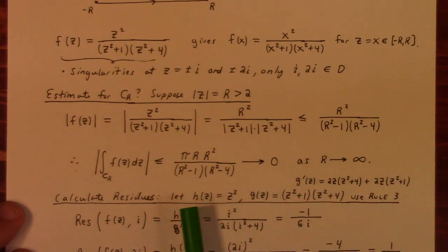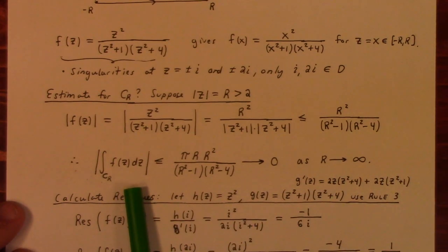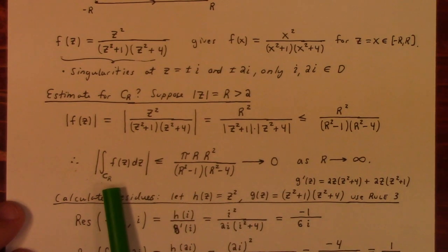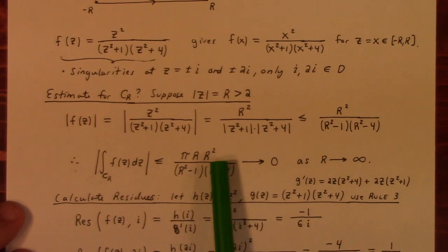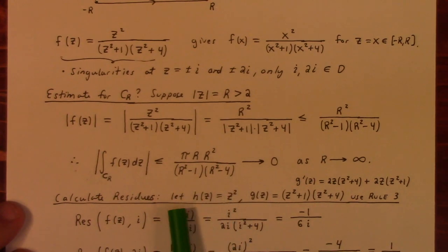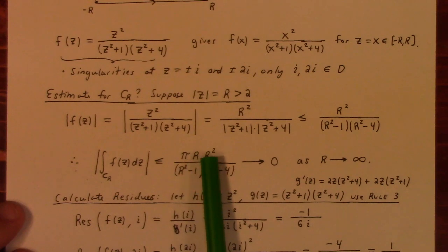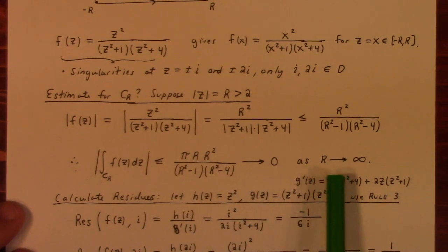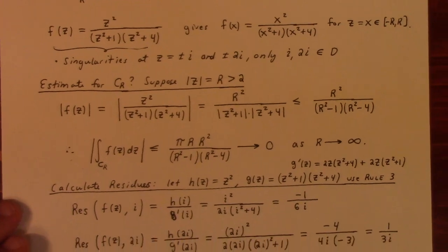And then the ML theorem gives me that the integral is bounded by pi r, which is the length of C_R, times the bound, which was r squared over r squared minus 1 times r squared minus 4. But you can count here 1, 2, 3, and the fourth order downstairs, so r cubed over r to the fourth goes to 0 as r goes to infinity, which is good news.